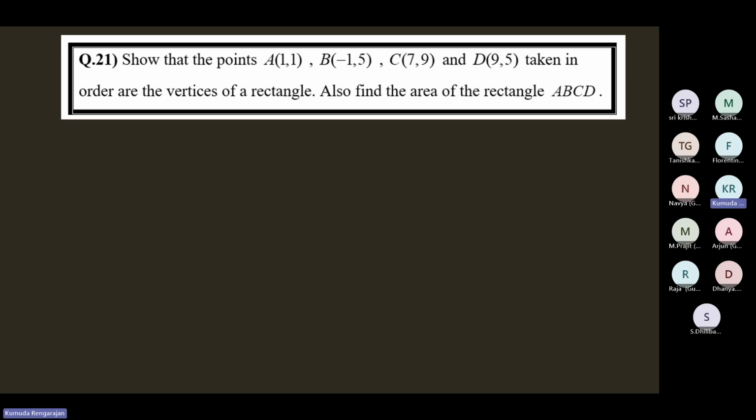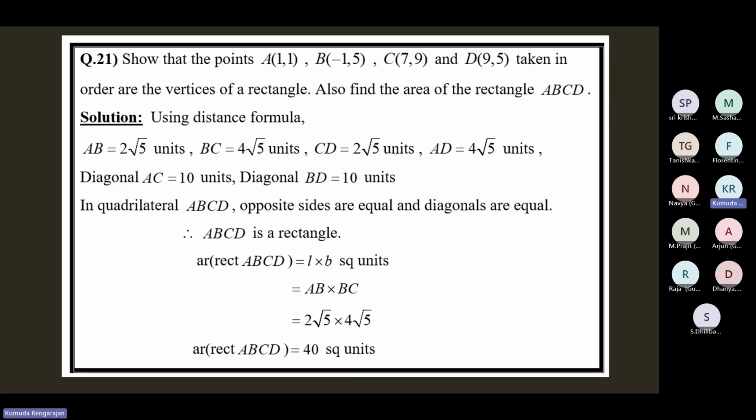What's the area of the rectangle ABCD? 40 square units. Very good. Please check, children, if you got the same values. Okay. So it's a rectangle because opposite sides are equal and diagonals are also equal. So it's a rectangle.